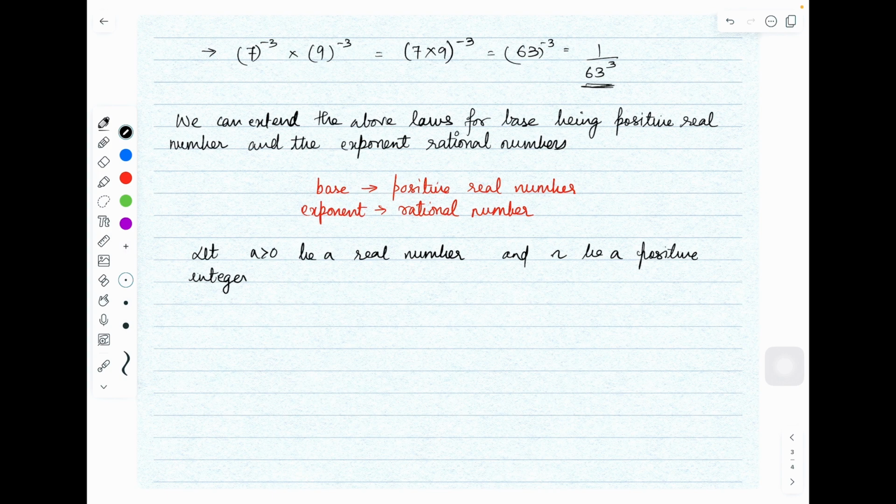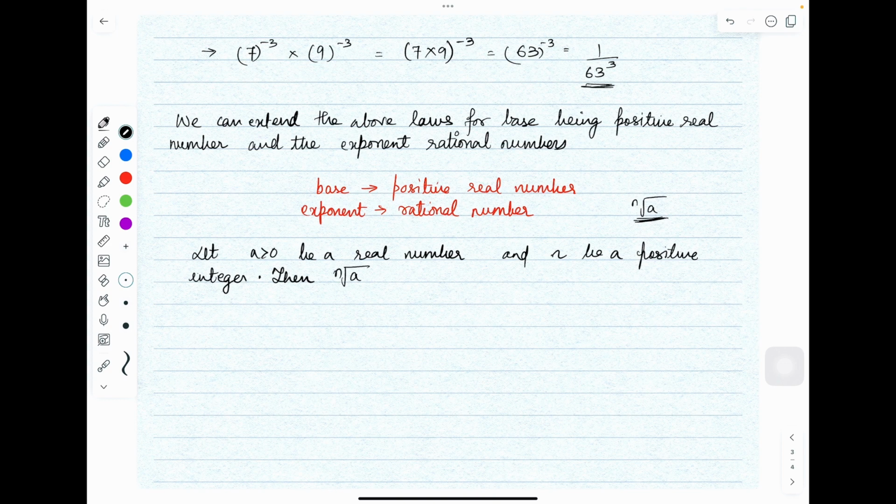See, everything was integers. But here we are going to write about real numbers with the exponents as integers. n will be a positive integer. Then the nth root of a: if you write something like this, you will read it as the nth root of a.